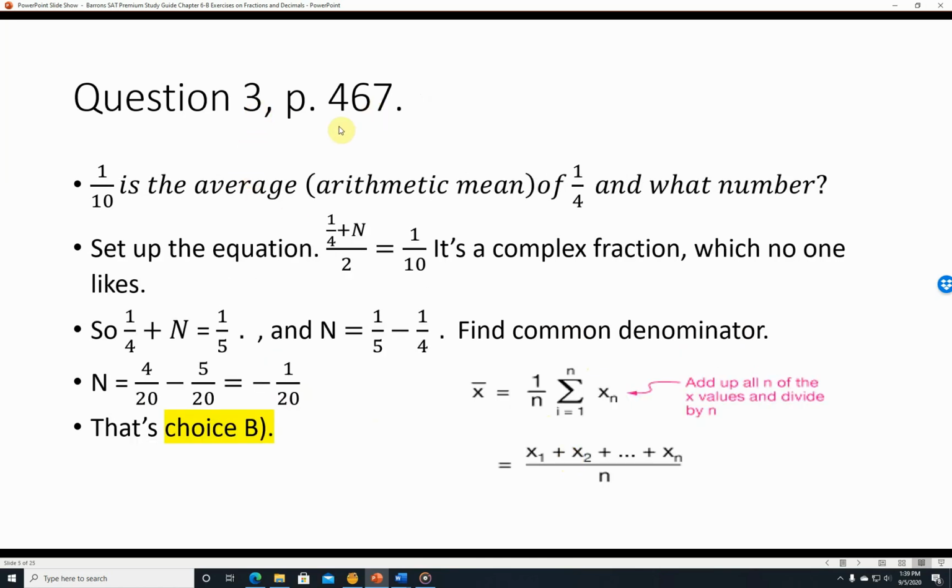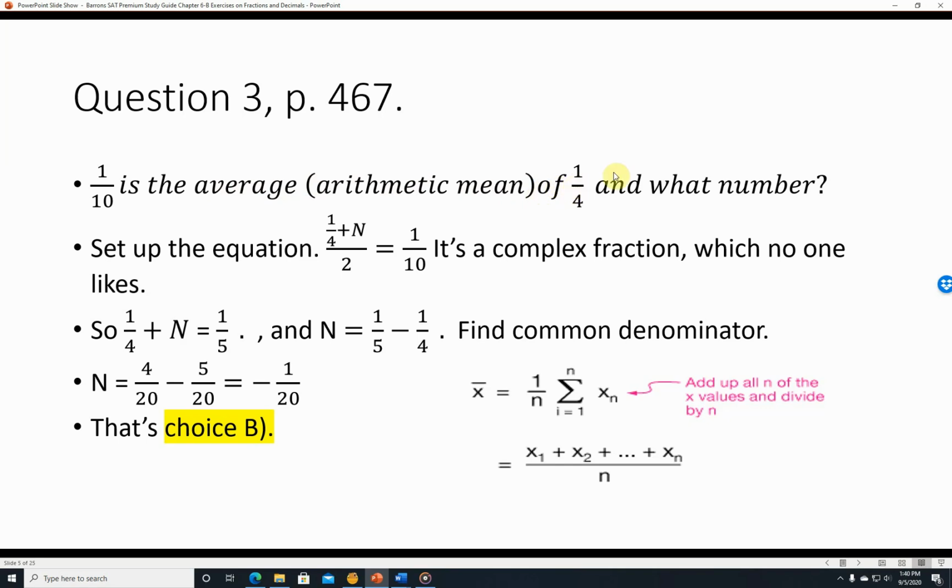Question 3, page 467. 1/10 is the average, or arithmetic mean. In case this is the first of my videos you've seen where we've done an average, the reason the SAT has average and then arithmetic mean in parentheses is they, in quotes, mean the same thing. Sorry about the pun, but anyway. So that way, no matter what your math teacher taught you, whether you were always taught arithmetic mean or always taught average, you can't complain to the College Board that you didn't understand what the problem meant.